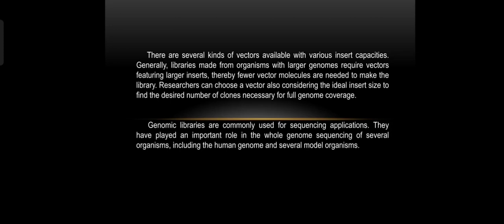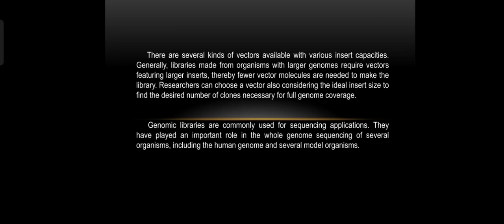Generally, libraries made from organisms with larger genomes require vectors featuring larger inserts, so fewer vector molecules are needed to make the library. Researchers can choose a vector also considering the ideal insert size to find the desired number of clones necessary for full genome coverage. Genomic libraries are commonly used for sequencing applications. They have played an important role in the whole genome sequencing of several organisms, including the human genome and several model organisms.